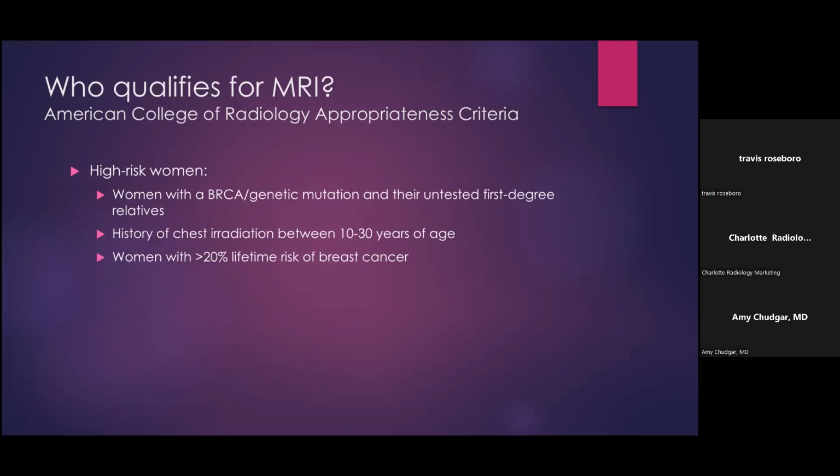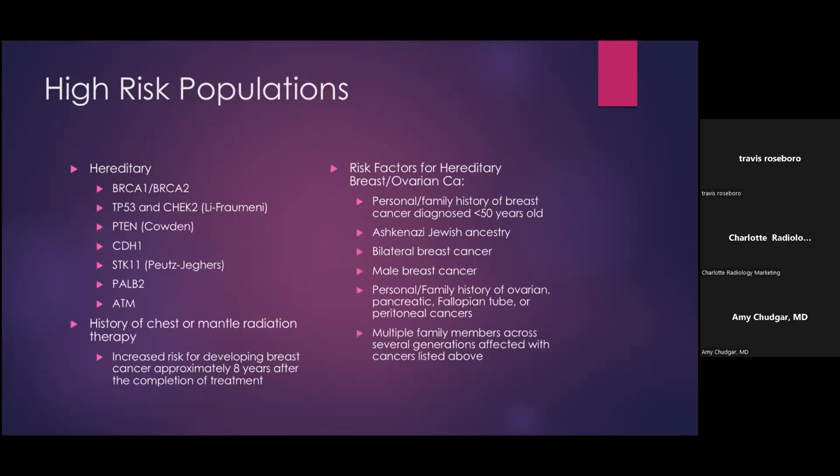So according to the ACR appropriateness criteria, to undergo a full MRI, high-risk women should be getting yearly MRIs, which is going to be any woman with a greater than 20% lifetime risk of breast cancer. So women who have a BRCA mutation or other genetic mutations, or women who've had chest irradiation between the ages of 10 to 30 years old should be getting annual breast MRIs. And this is kind of a long list of people who may fall into these categories. So lots of gene mutations, history of radiation, and then some family history.